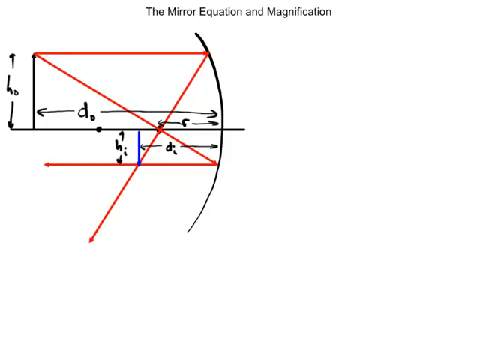The first relationship is known as the mirror equation. It's 1 over the focal length equals 1 over the object distance plus 1 over the image distance.